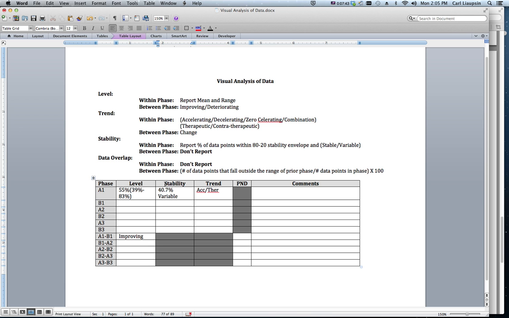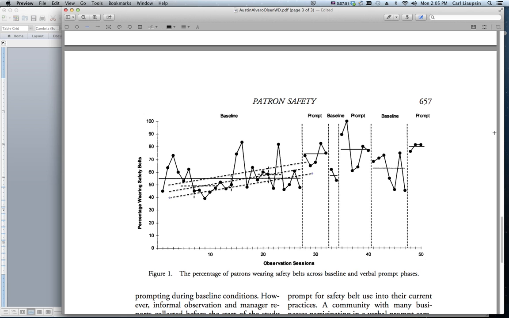We can't report on stability between phases. It's not something we have to worry about. Let's go back and take a look at data overlap as the last element. And this is only reported between phases.